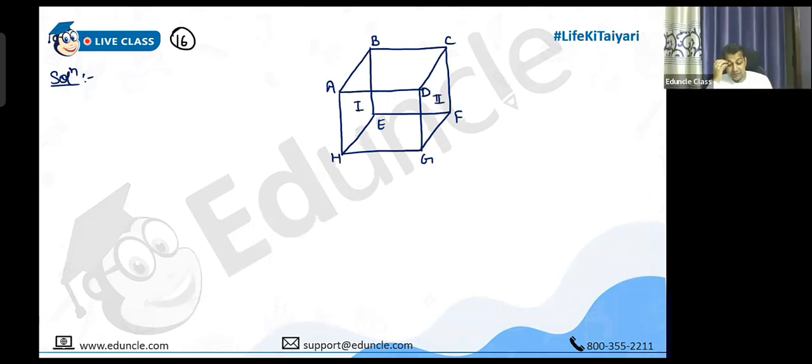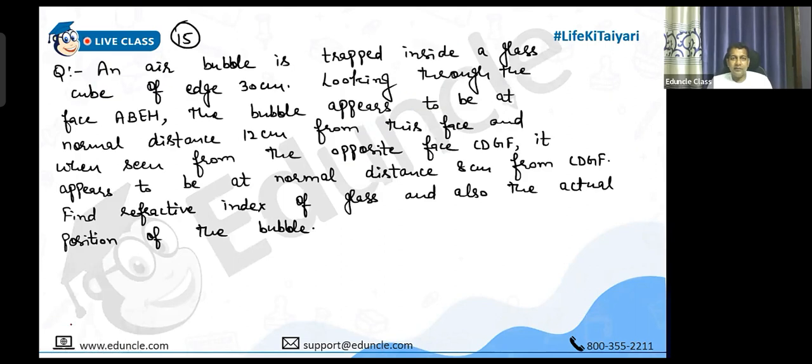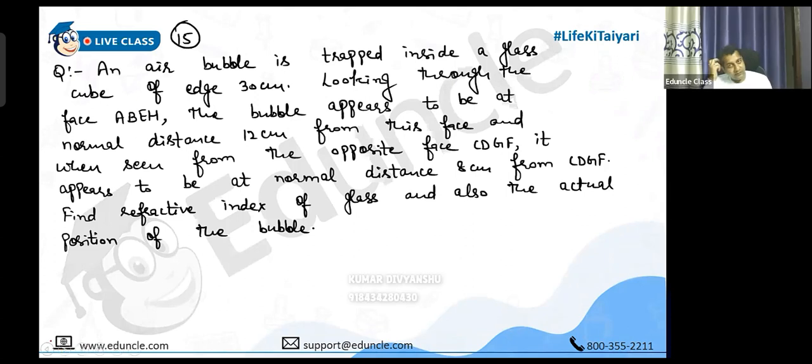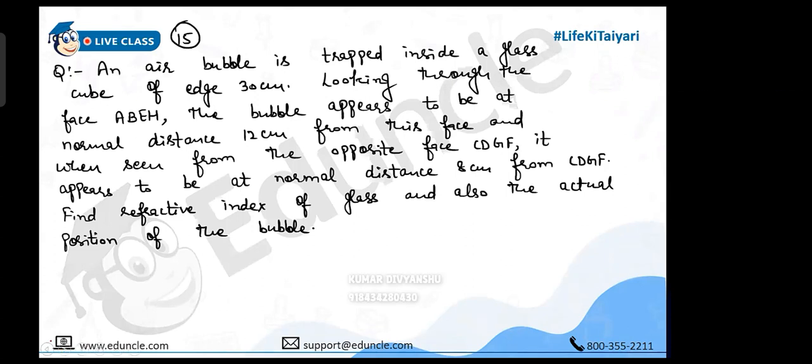1.5 refractive index. Yes, you are right. So what is happening? Light is falling on the first face. With respect to the first face, it is given that this is 30 centimeter. All the sides are 30 centimeter. So actually, there are two methods. Very tricky method is, as the cube is made of glass, the refractive index will be 1.5.